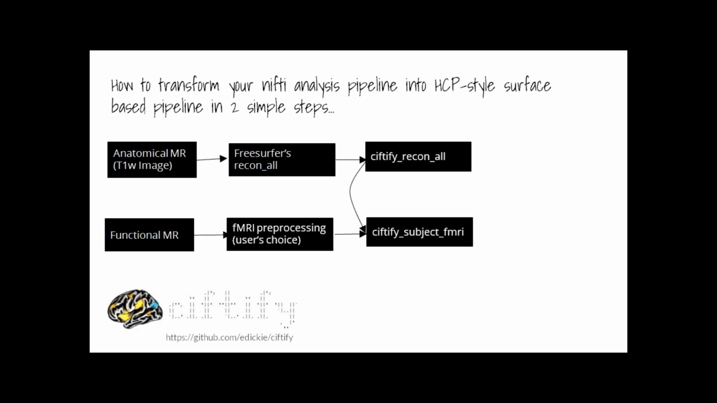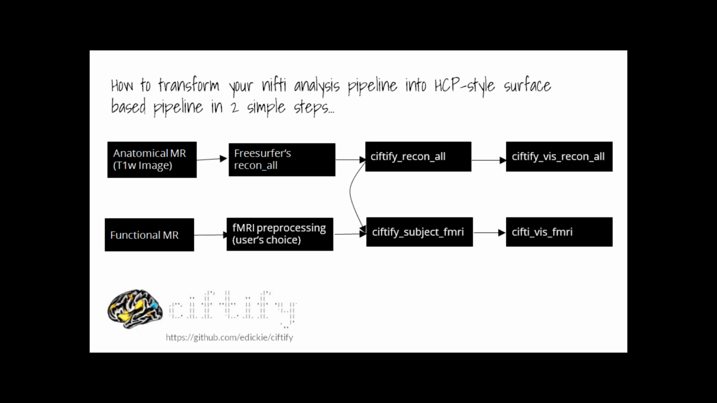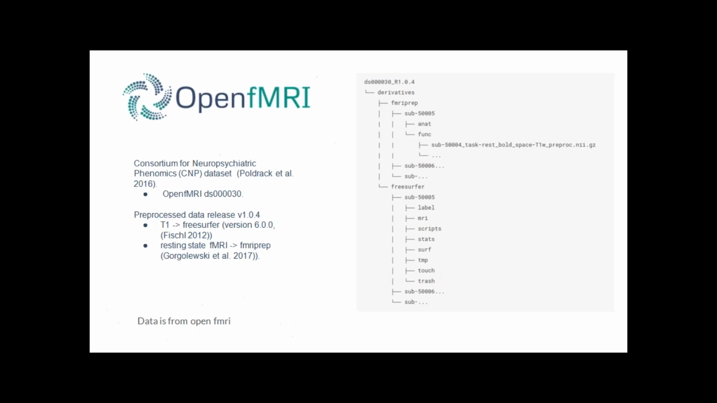Then you run this siftify subject fMRI step, and it will combine the surfaces that we already got out of FreeSurfer with your fMRI data and give you surface-mapped fMRI data. After you've completed both of these steps, there are two different QC algorithms to run, and these will generate pretty QC pages for you to work with.